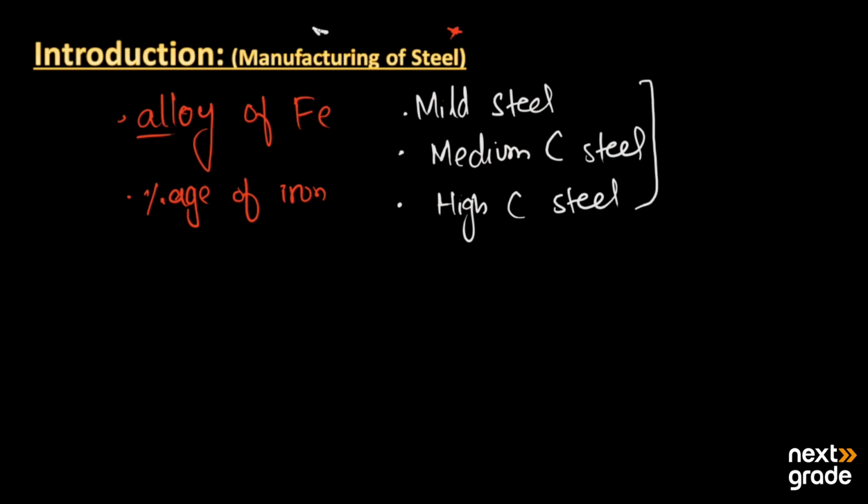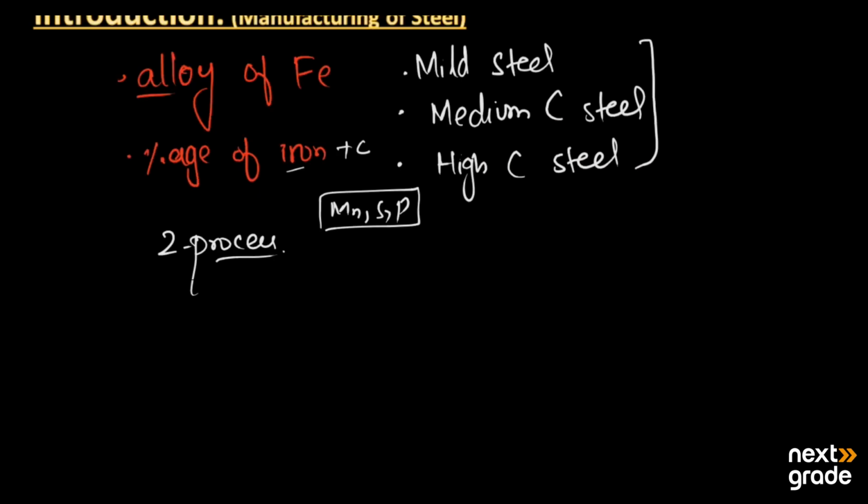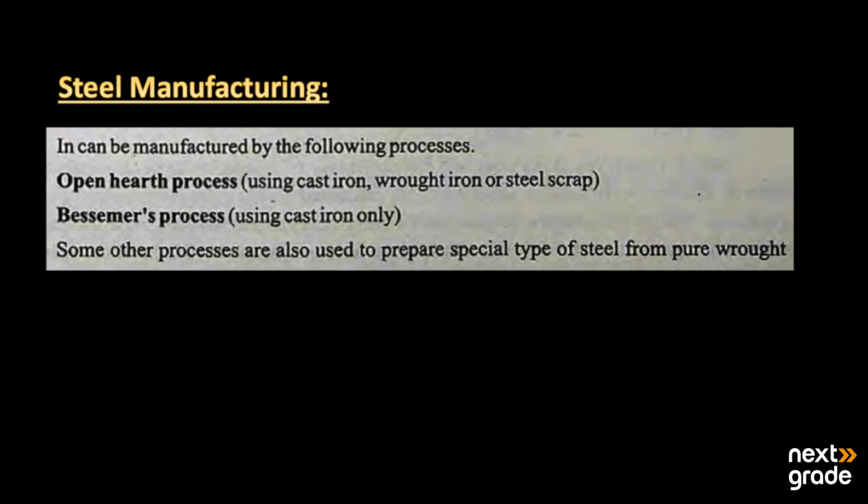Now, how are we able to manufacture that steel? Basically, there are two processes for the manufacturing of steel. Along with the main percentage of iron plus the percentage of carbon, some traces of manganese, sulfur and phosphorus are also present in it. Let's start the manufacturing of the steel.